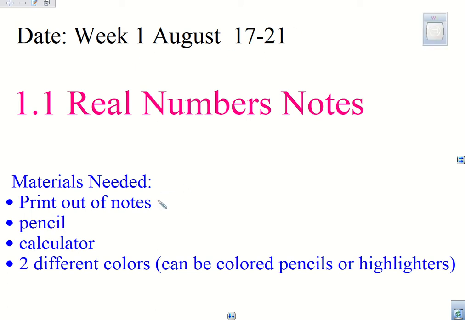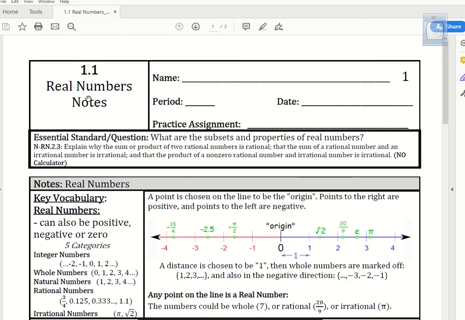Materials needed for today's lesson. You need a printout of the notes, pencil, your calculator, and 2 different colors. That can be 2 different colored pencils, 2 different colored highlighters. Here's our notes for today.